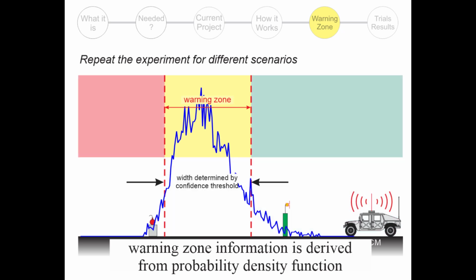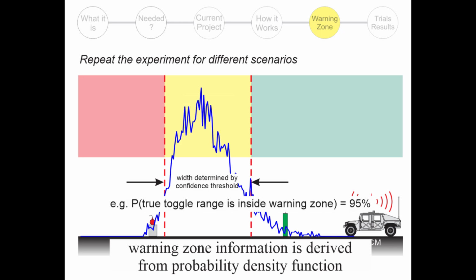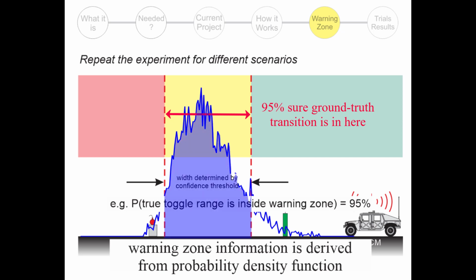Now, the width of that yellow warning zone is determined by the confidence threshold or the confidence interval that you want. For example, the meaning of the warning zone is that with 95% confidence, the real ground truth attack transition, on the day, in the moment, is within that yellow region. We don't know what it is, but we know we're 95% sure it's inside that window on the day of the combat mission. And it's determined by the width that encloses 95% of the area under the probability density curve.